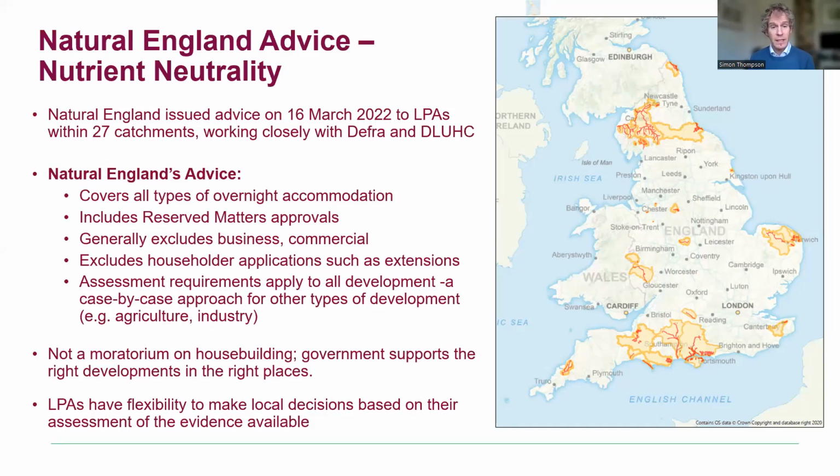And that includes reserved matters approvals, but generally excludes business and commercial developments, because unless there's a specific reason why those types of development would attract people from outside of the catchment itself, there is a risk of double counting if you're looking at where people live for an impact and also where they work. So that's why there's that exclusion in there. It also generally excludes householder applications. So we're talking about additional dwellings, not minor changes to existing ones.